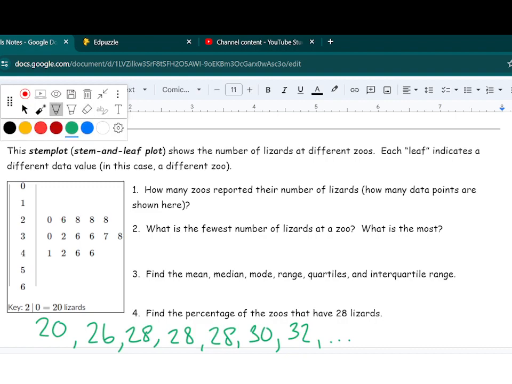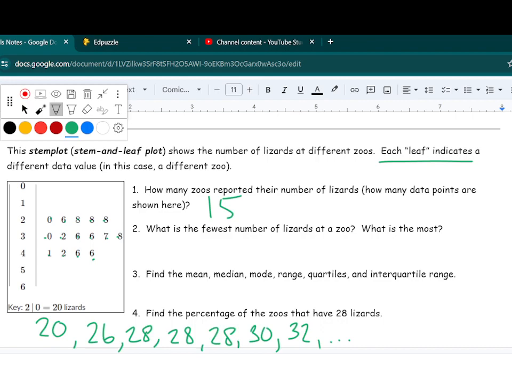So, how many zoos reported their number of lizards, which in this case means how many data points are shown here. Each leaf, again, indicates a different data value. So, like with the dot plot, we're going to count up our data values. Count only the leaves, not the stems. So 1, 2, 3, 4, 5, 6, 7, 8, 9, 10, 11, 12, 13, 14, 15. So we have 15 data values, or in this case, 15 zoos that reported their number of lizards.